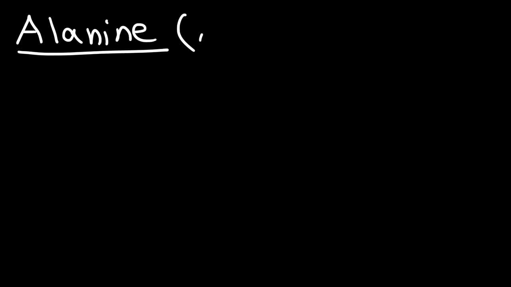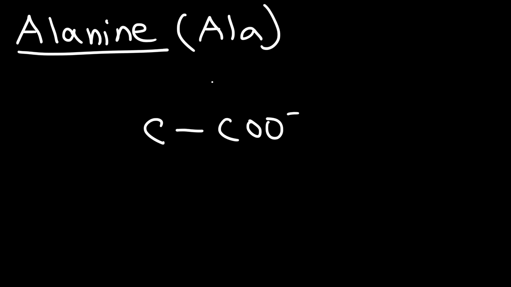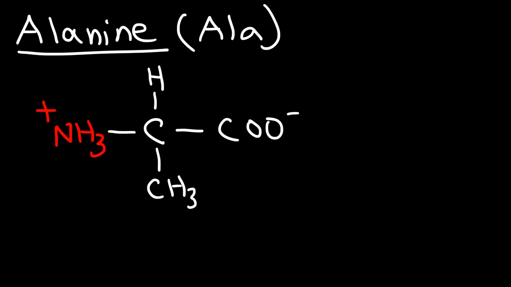Now the next amino acid that we are going to draw is alanine, abbreviated ALA. So let's start from the beginning again. So we have a carbon, a carboxylic acid functional group, a hydrogen atom, and an amino functional group. So that's the basic structure of almost all of the amino acids. Now, alanine differs from glycine in that it has a methyl group instead of a hydrogen as the R group.